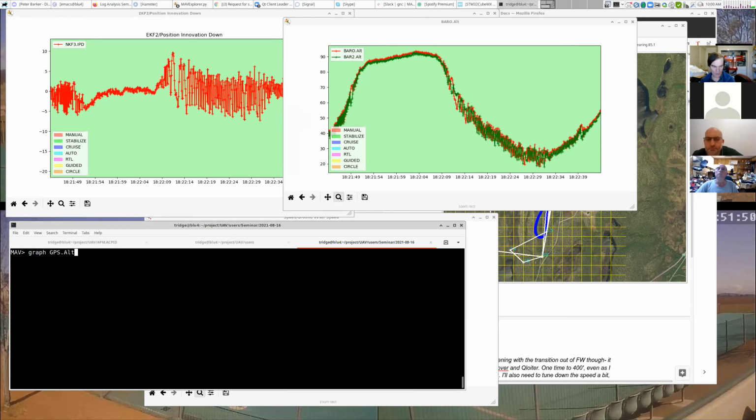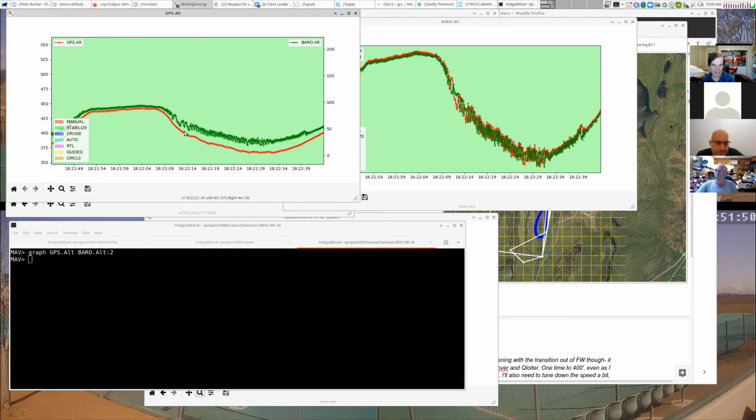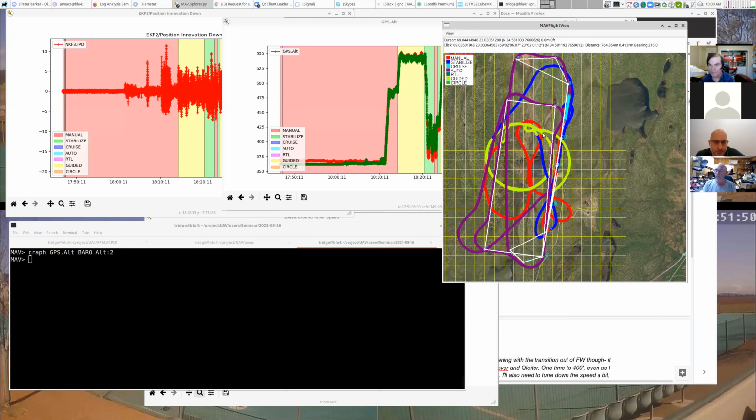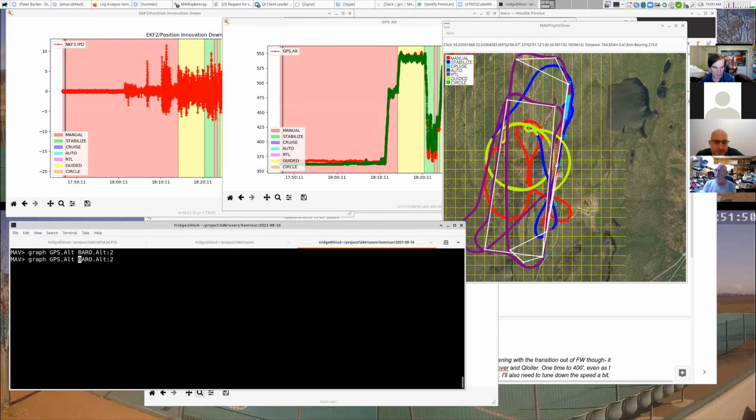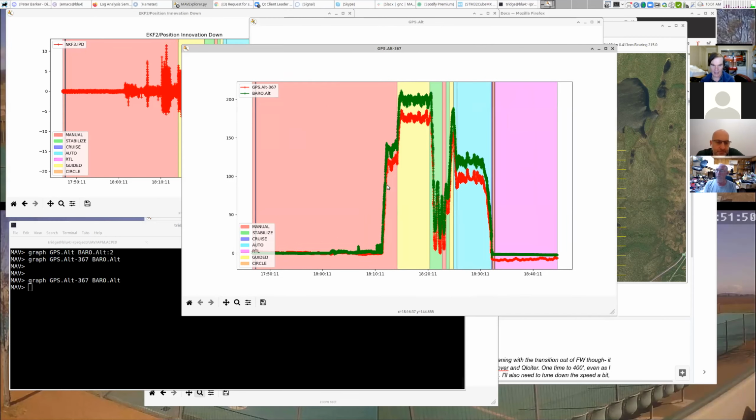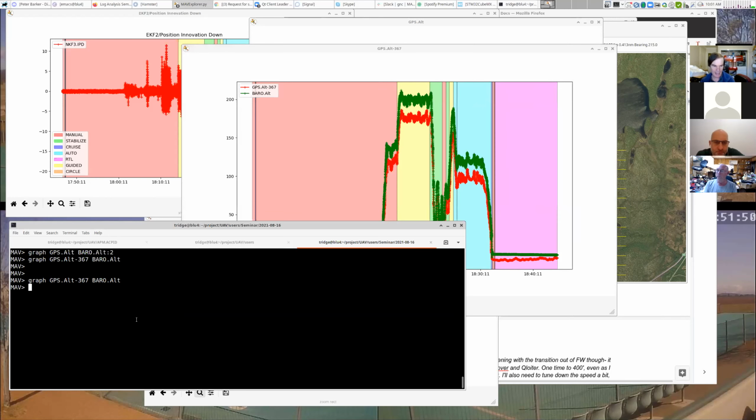So what we're going to do now is plot the baro.alt and the GPS altitude, and I want to zero the GPS altitude on the ground. We can see that the GPS altitude is starting at about 367 meters, which is consistent with what we see on there. So I'm going to subtract 367 and plot that against the baro altitude. Just occasionally these graphs take a while to come up. There it is. What we're seeing is quite a significant difference between the baro alt and the GPS alt.